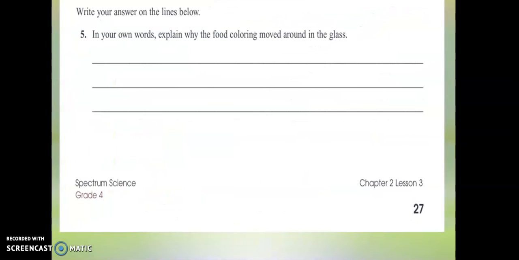Okay, we continue. The last one. Write your answer on the lines below in your own words. Okay, your opinion, right? Explain why the food coloring moved around in the glass. Remember the process of the molecules, they are always in motion. So this is the experiment to see that molecules are always in motion.